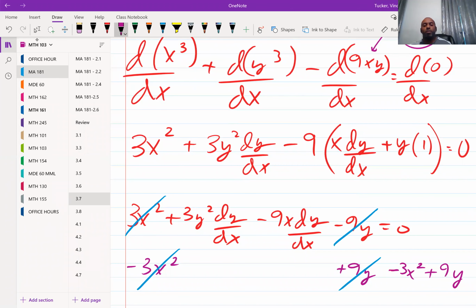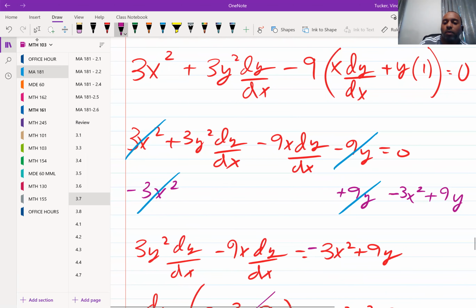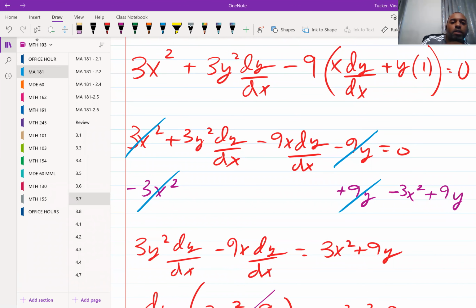All right, any problems? So this is what we have now. 3y squared dy/dx minus 9x dy/dx equal to negative 3x squared plus 9y.